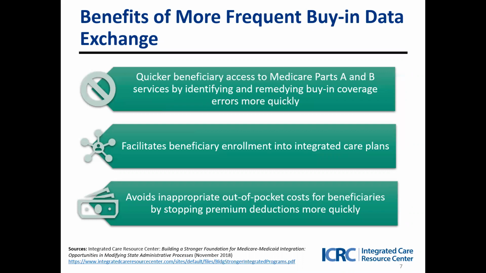So just as a reminder, buy-in files identify individuals for whom the state is liable for paying Part A and B premiums. Like with MMA files, exchanging buy-in files more frequently can promote more timely access to coverage and lessen the burden on the state and beneficiaries. For example, more frequent buy-in file exchange enables quicker beneficiary access to Part A and B services because states and CMS can identify and remedy buy-in coverage errors more quickly, which can then help facilitate Medicare enrollment and a faster shift to Medicare as the primary payer.